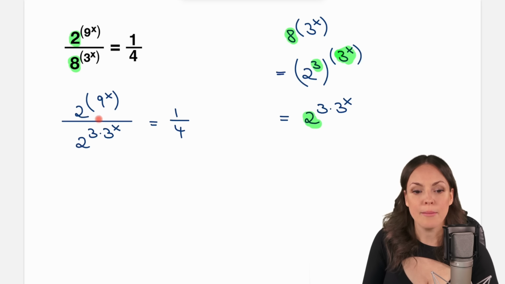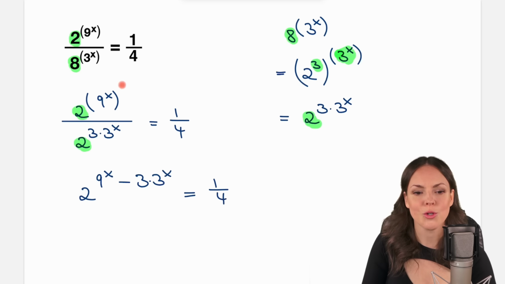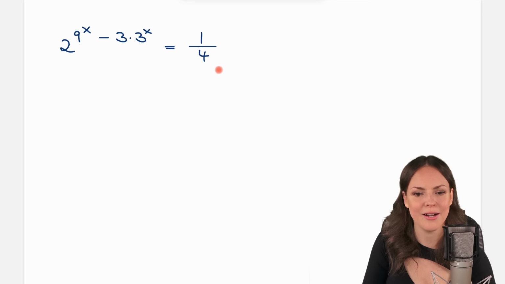Okay, now we have a power of base 2 divided by a power of base 2. There is a rule that we can just take the base and then subtract the exponents. So we take this exponent here, the 9 to the power of x, and then we subtract this exponent, the 3 times 3 to the power of x, and all of this is still 1 over 4. Okay, so instead of this big fraction, this is how our equation looks now.